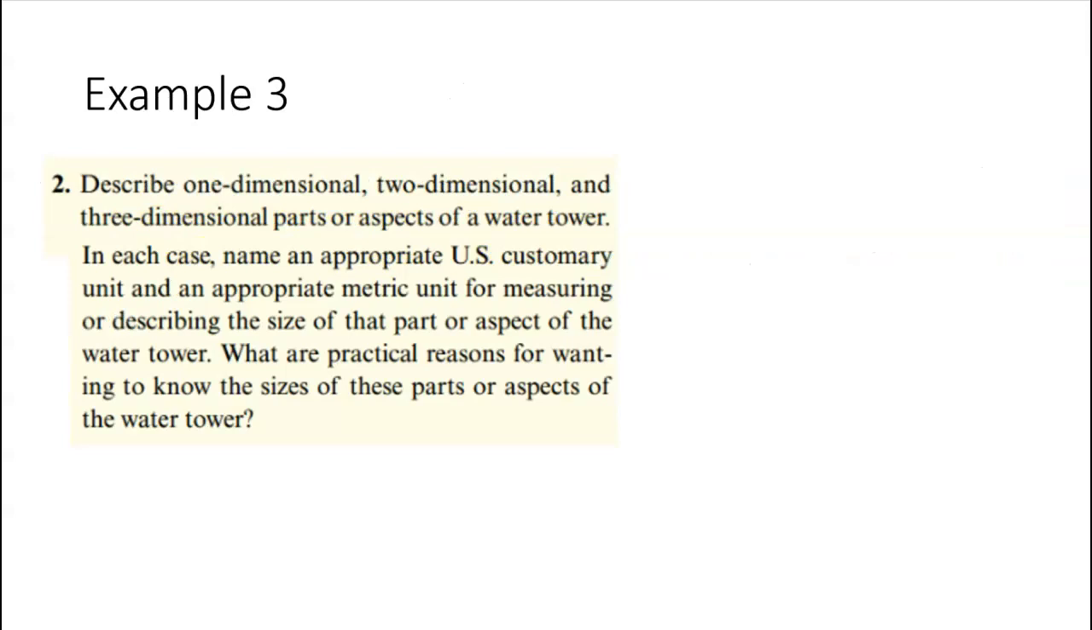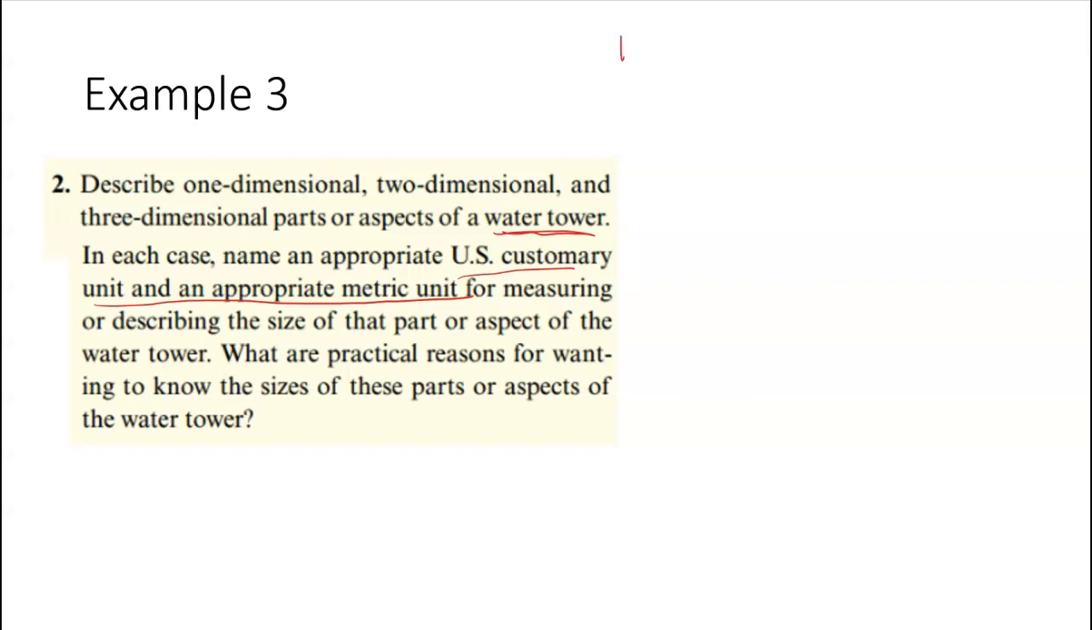So let's do an example. We're going to describe the one-dimensional, two-dimensional, and three-dimensional aspects of a water tower. Some towns have water towers for distributing water. In each case, name an appropriate U.S. customary unit and an appropriate metric unit for measuring or describing the size of that part or aspect of the water tower, and the practical reasons for wanting to know the size, parts, or aspects.